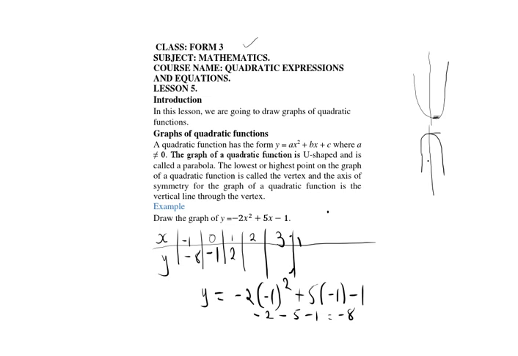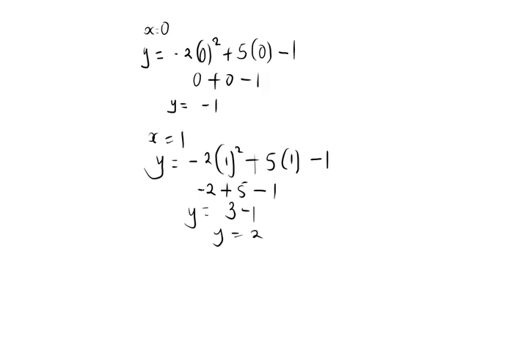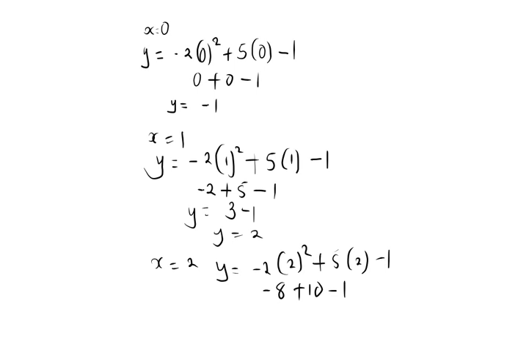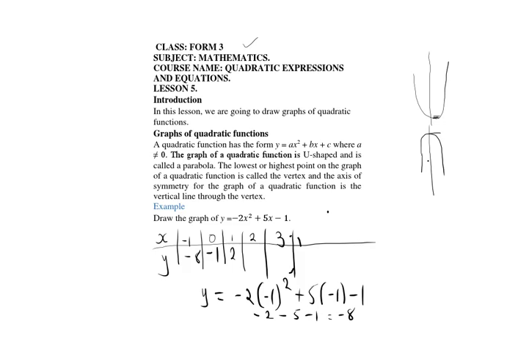So we go to the next value of x, which is 2. So when x is equal to 2, this means that y will be equal to negative 2 into 2 squared plus 5 into 2 minus 1. This is negative 8 plus 10 minus 1. Negative 8 plus 10 gives us 2, minus 1 gives us 1. So the corresponding value of y will be 1.